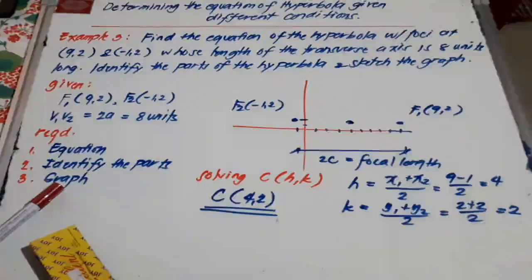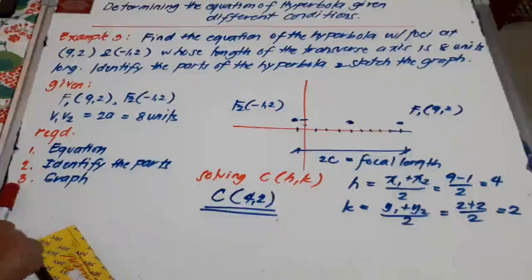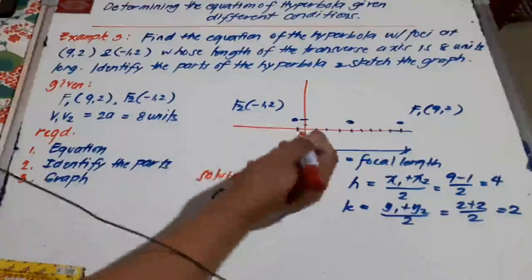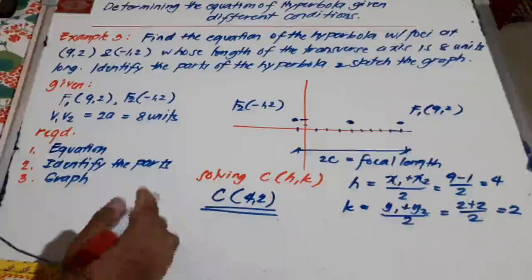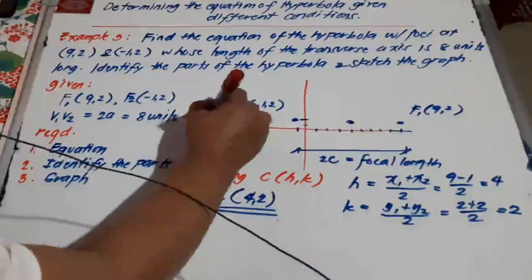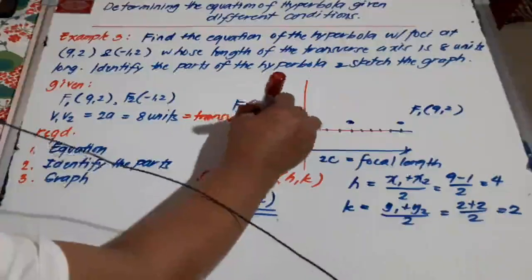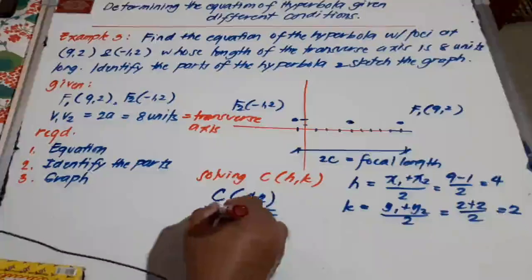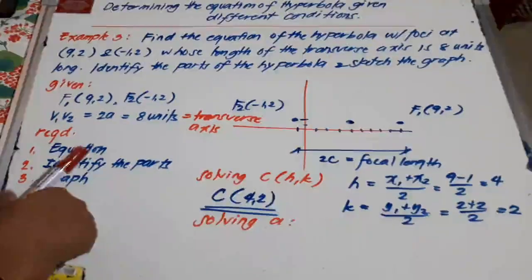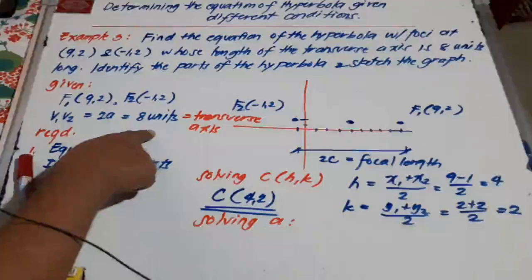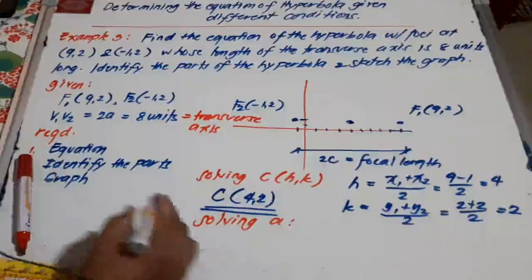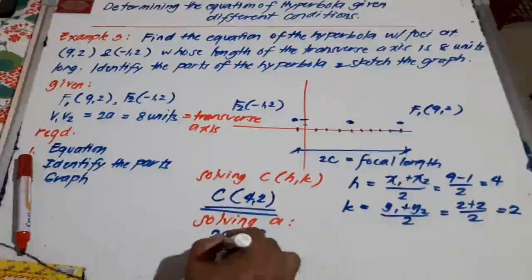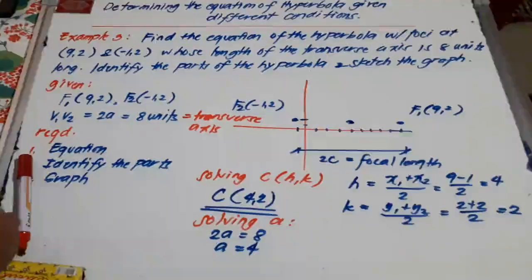How about a? How do we solve for a? The a is easy. Solving for a, we know that from vertex to vertex, that is the length of the transverse axis, 8 units. So, solving a. How? Simple. The transverse axis is 8 units long. That is equal to 2a. So, 2a equals 8. Therefore, dividing both sides by 2, a equals 4. That easy.